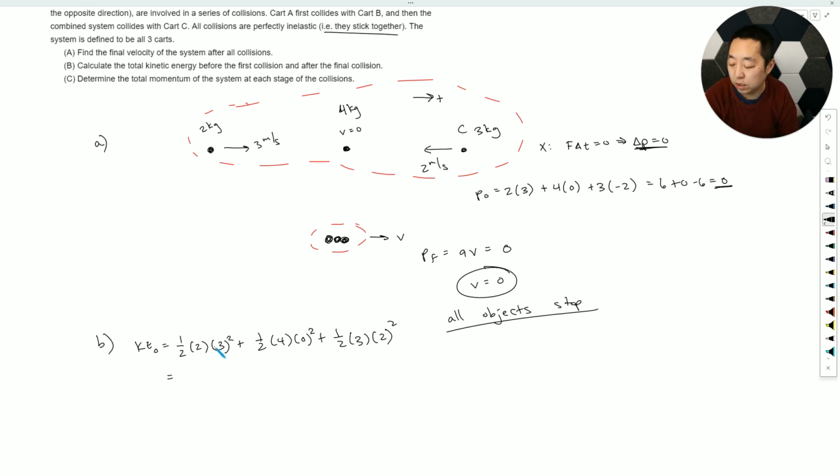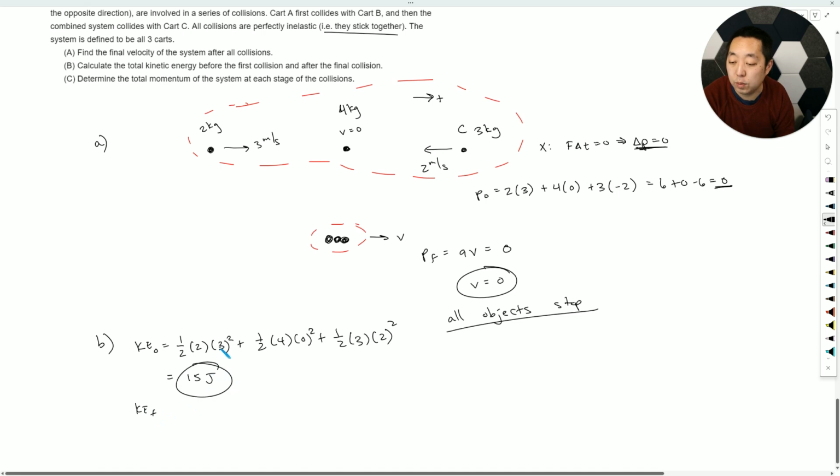So this is going to be, just use your calculator for this. This would be 9 plus 0.5 times 3 times 4. That's going to be 15 joules. And then what's the final energy that we're going to end up with?